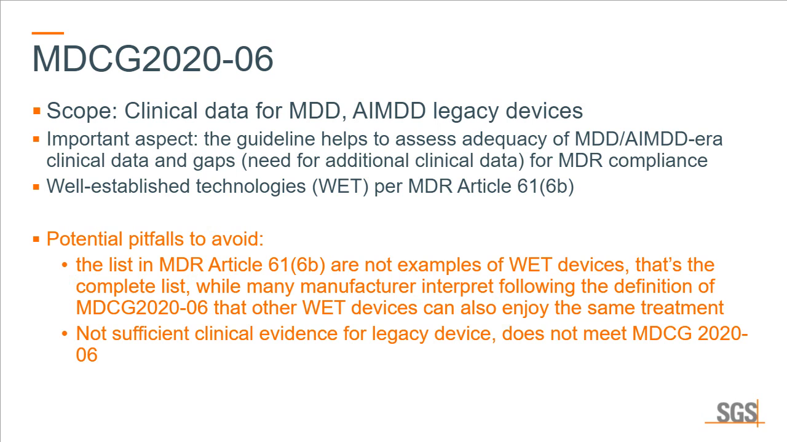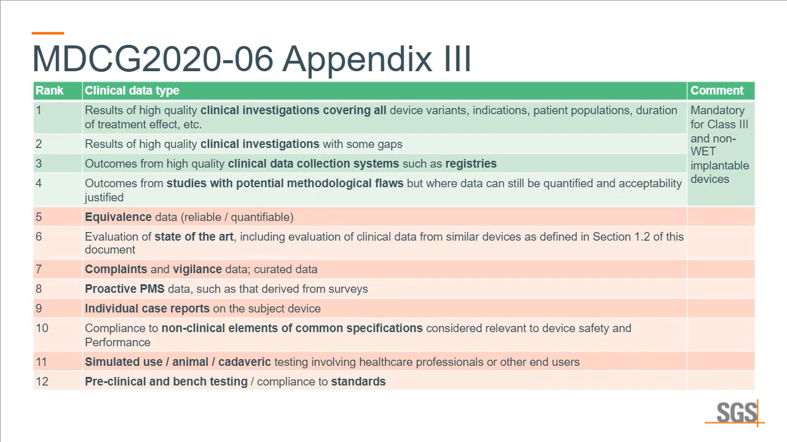And the second pitfall is when manufacturers don't have sufficient clinical evidence for legacy devices, or it does not meet the guidance's requirement. And so maybe let's take a look at what type of evidence we are looking at. One of the critical parts of this guideline is Appendix 3, which ranks the different types of clinical evidence that you may have used under the MDD in your clinical evaluation report. And so now you should take a second look at whether that clinical evidence, based on what types you have used, is really sufficient for your type of device under the MDR.